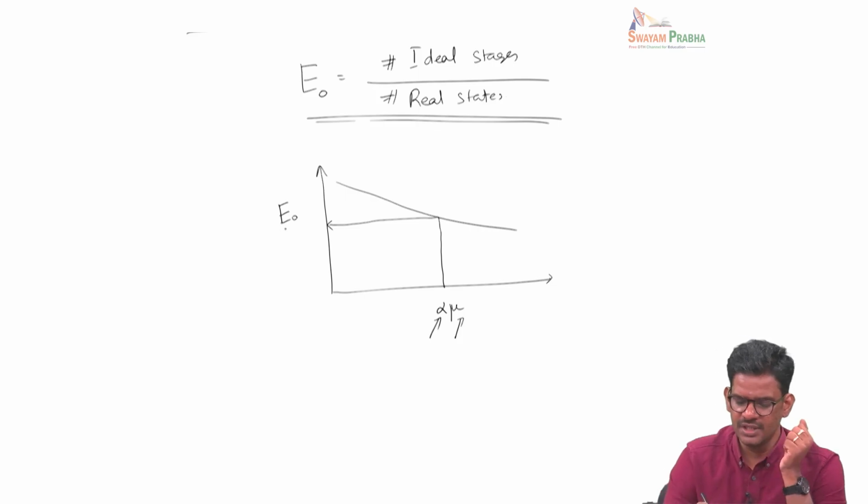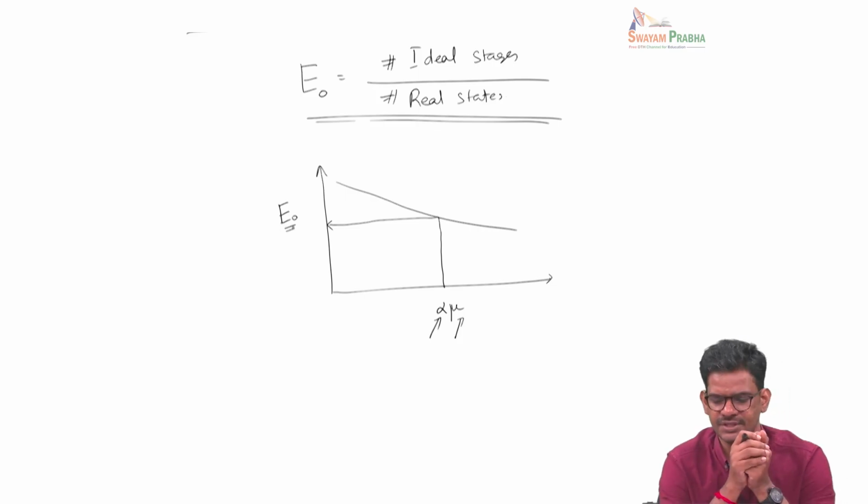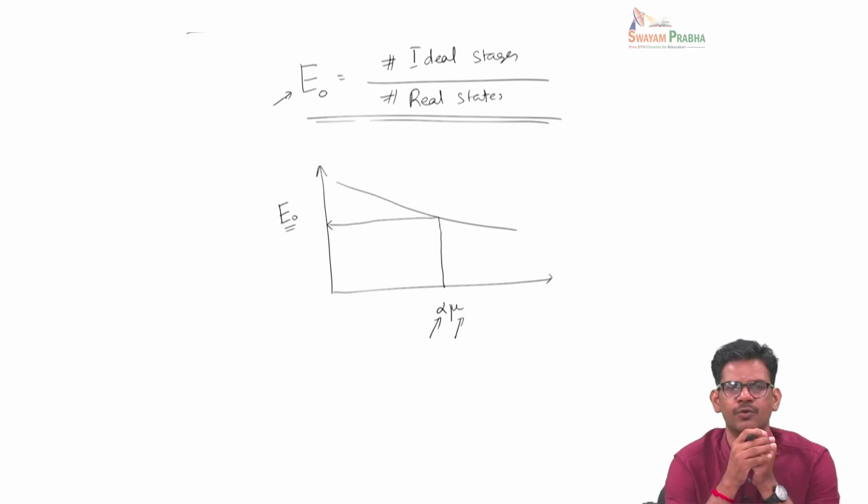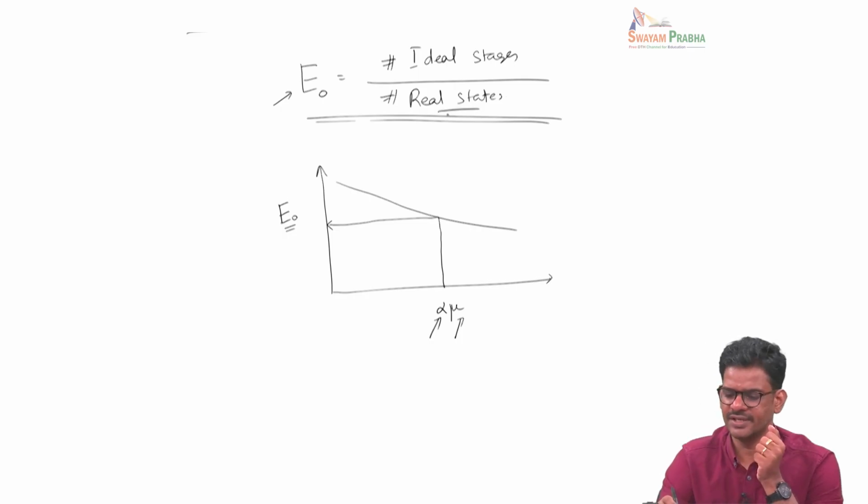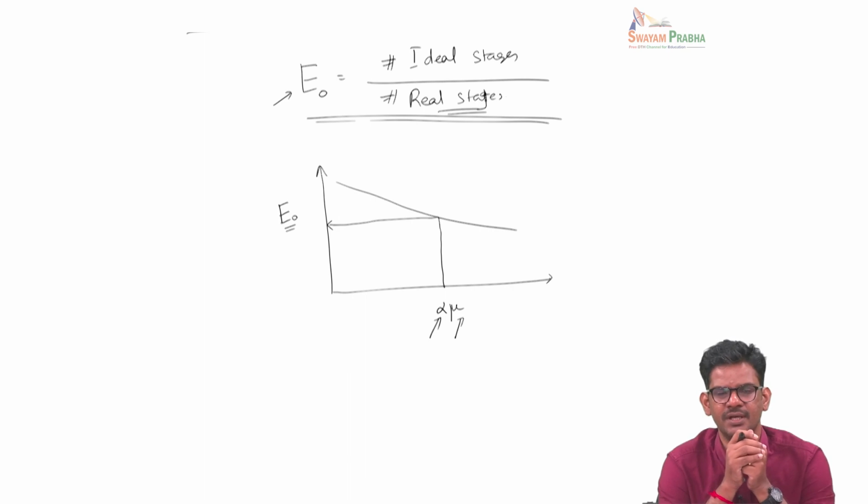And once we know the efficiency, using this definition of overall efficiency, we can calculate the number of real stages. So it involves basically two steps. The first step is to calculate the number of ideal stages. After that, we obtain the efficiency separately from empirical correlations, and using that we can calculate the number of real stages.